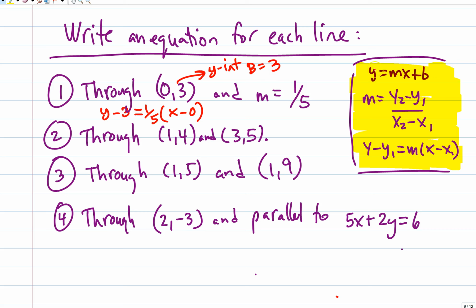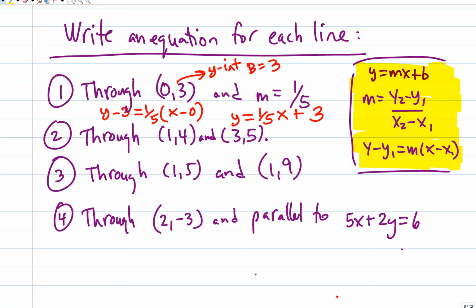So I could have used this top equation and gone y equals, what's m? Plus, what's b? Either of those would have been a good choice. If I had to guess, most of you probably wouldn't have seen to use the top one. That's okay. Use the first one, distribute it, and add the 3. It turns back into that anyway.